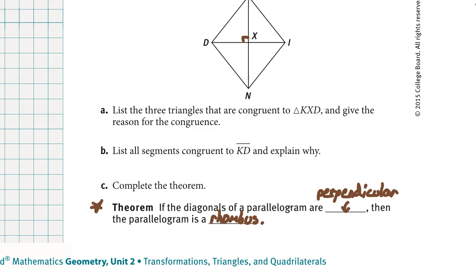In an earlier section, we created the theorem that said the diagonals of a rhombus are perpendicular. So now we're using the converse of that theorem to determine if a shape is a rhombus.